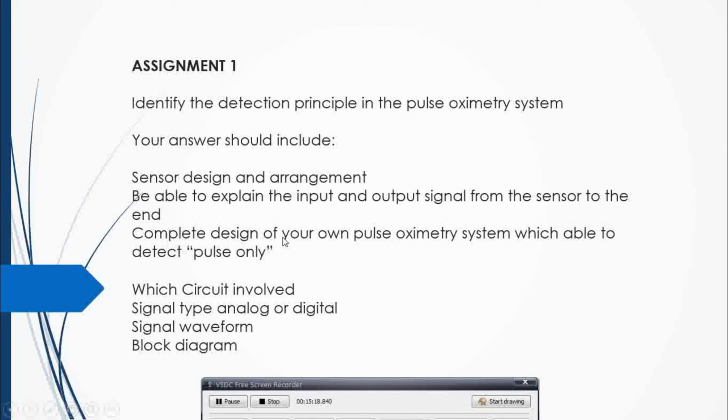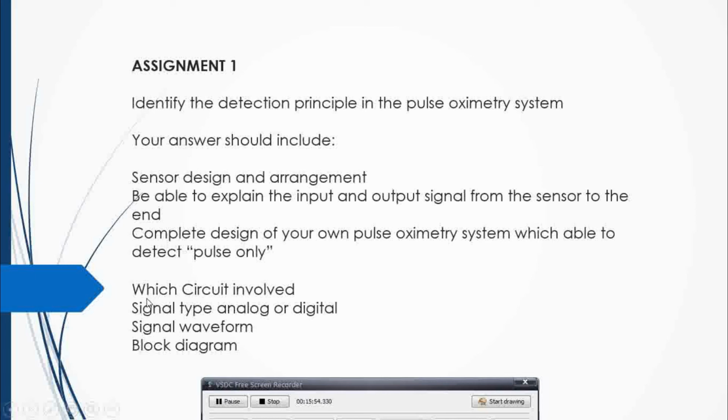Complete design of your own pulse oximetry system, which is able to detect pulse only, right? This one is to detect pulse only. And which circuit is involved? Now it's going to a little bit more detail. The previous one is just to get some idea, but now you have to find out which circuit is involved. So just draw a small circuit, no need to write the complete circuit. Types of circuit, which circuit is involved.